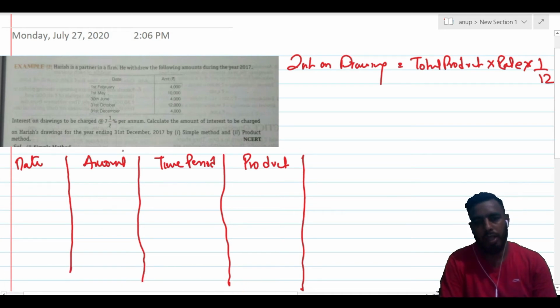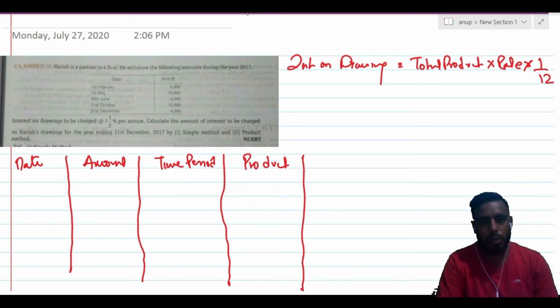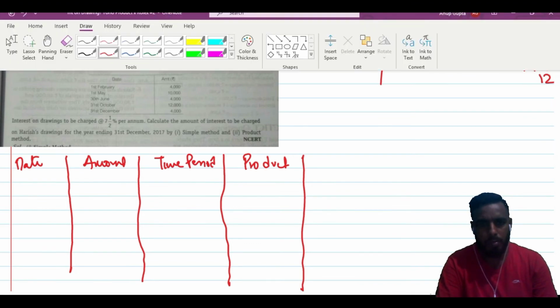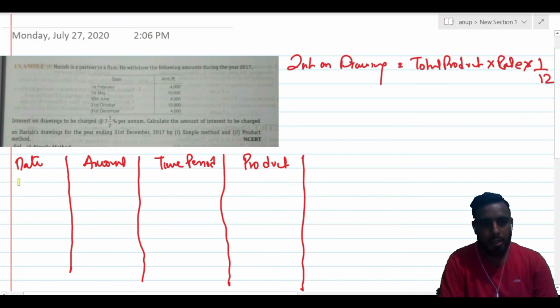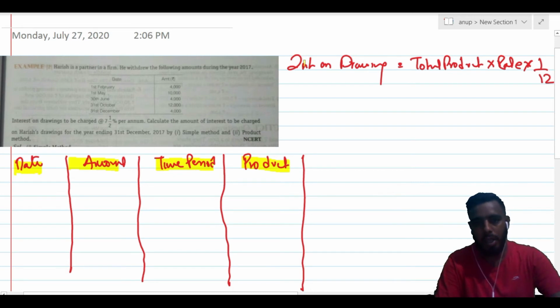Under product method, I have taught you that a column or a schedule will be prepared where the first column will be for date, the second column will be for amount, third column will be for time period, and the last column will be for product. Now having said that, the formula remains, the interest on drawing, the formula remains total product.